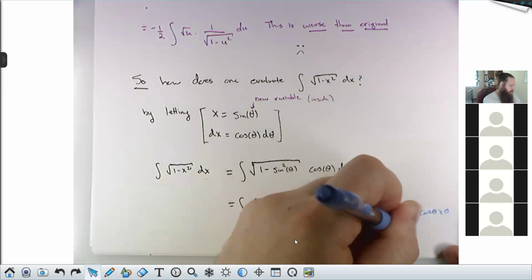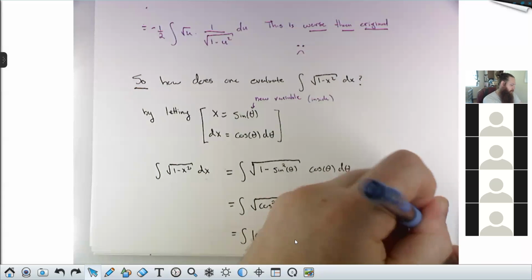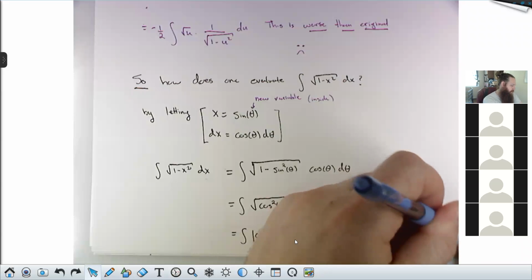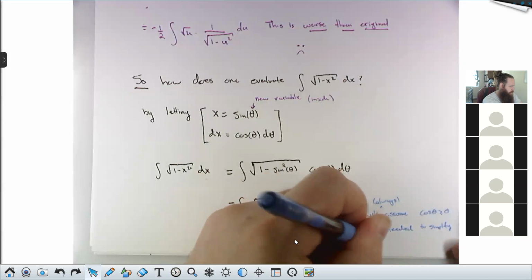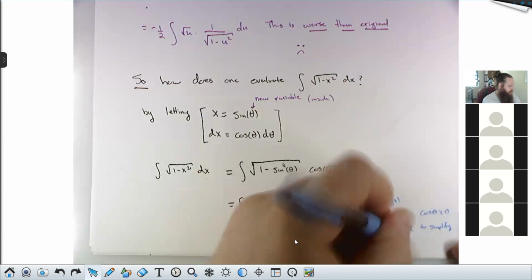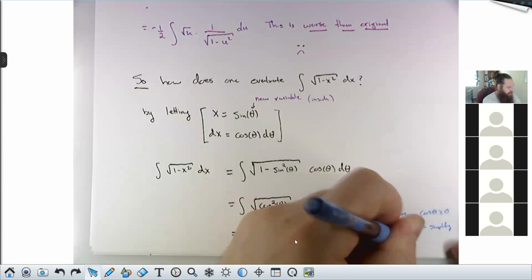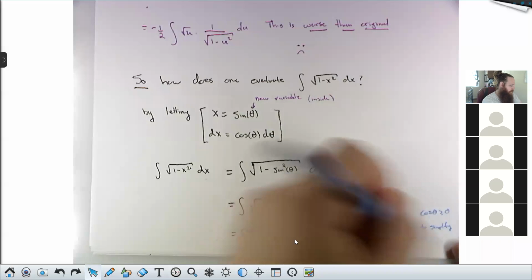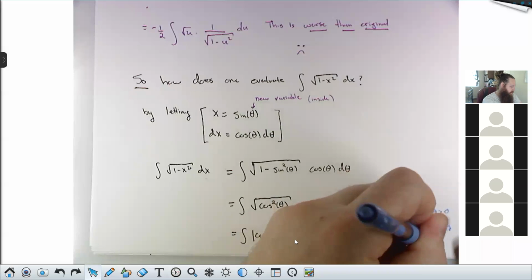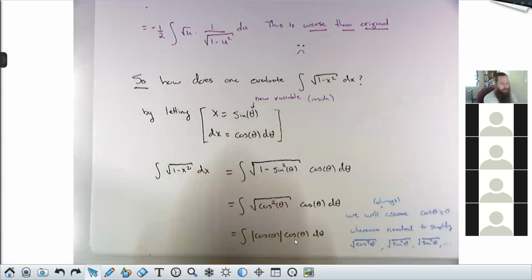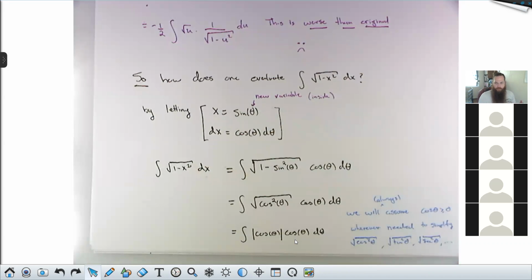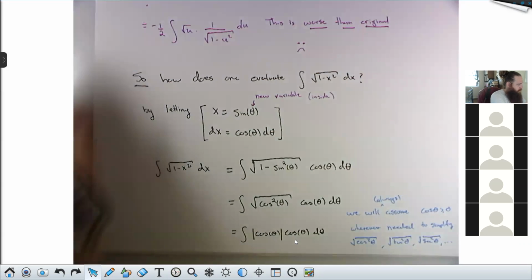Wherever needed to simplify things like square root of cos squared theta, square root of tan squared theta, square root of secant squared theta, whatever. Whenever I need to assume positivity to get rid of a square root of a square of a trig function, I'll do that. And I'll do it without writing it. And you're free to do that too.